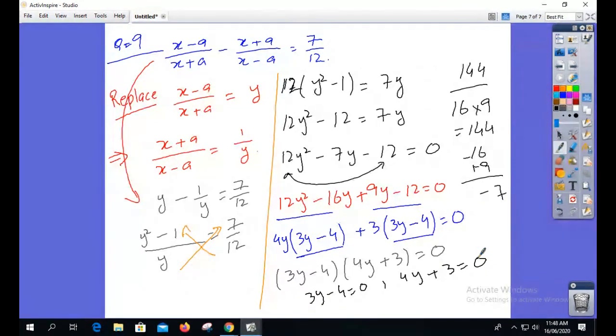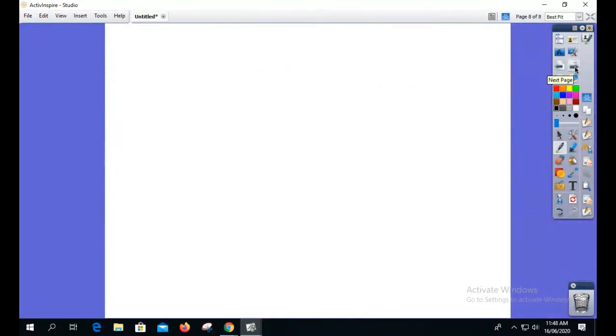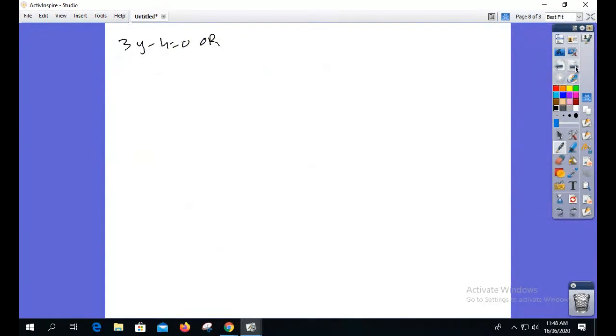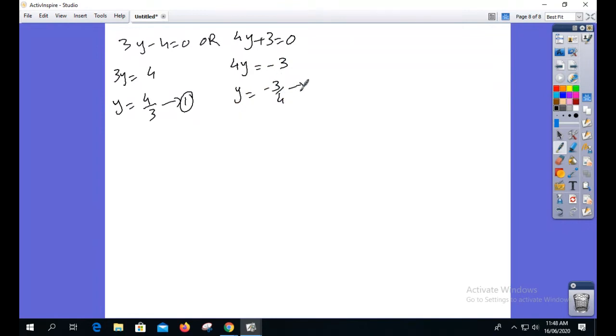On next page, 3y minus 4 equals to 0, or second is 4y plus 3 equals to 0. 3y equals to 4, y equals to 4 by 3, equation number 1. 4y equals to minus 3, y equals to minus 3 by 4, equation number 2.